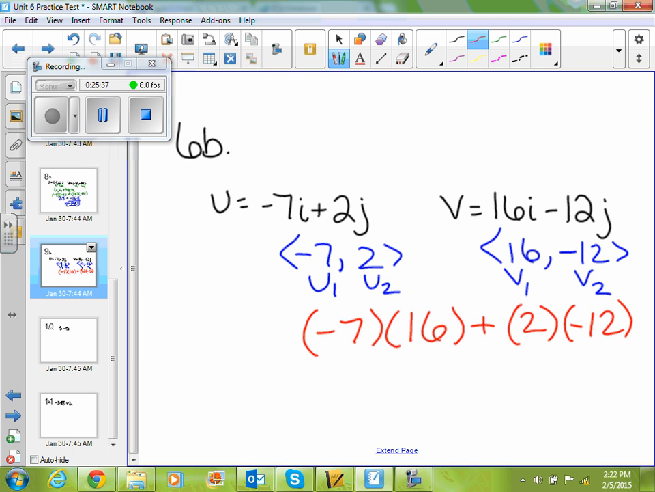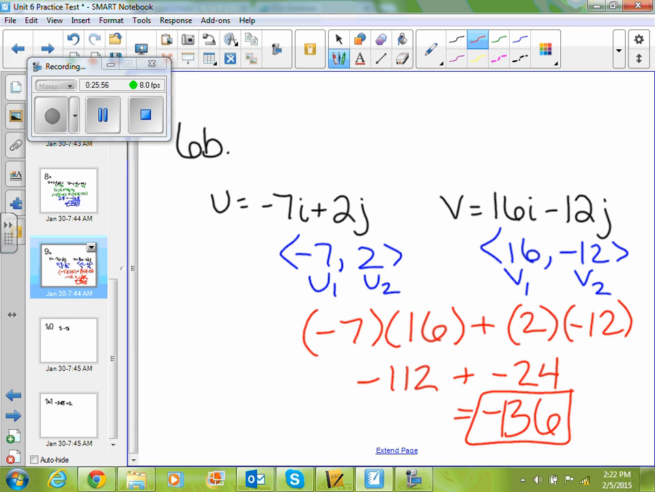Alright, so u1 is negative 7, v1 is 16, u2 is 2, v2 is negative 12. Negative 7 times 16 is negative 112. 2 times negative 12 is negative 24. Negative 112 plus negative 24 is negative 136. Alright, so any questions on dot products? Pretty straightforward.